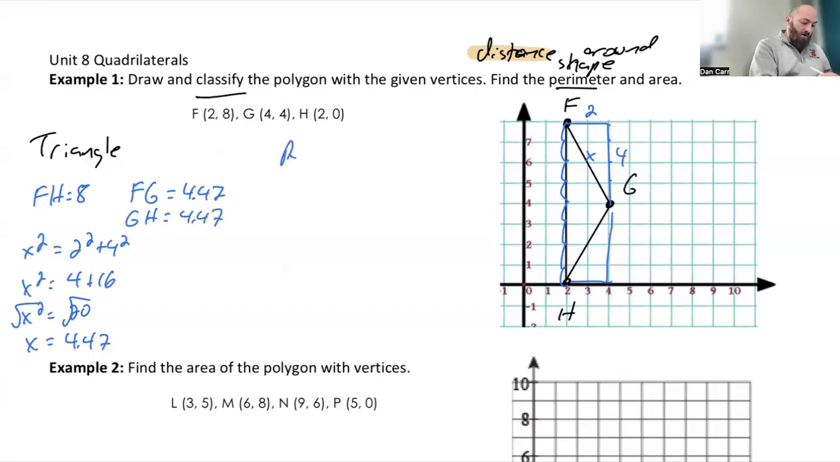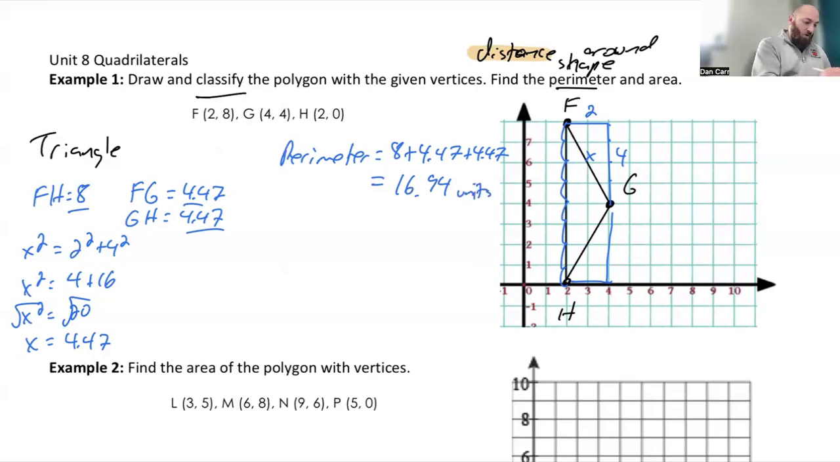So that means my perimeter is going to be the sum of all three of those. I'm just going to add up 8 plus 4.47 plus 4.47. Okay, so I do that, and I get a total of 16.94. It's on a coordinate grid, so we're just going to say units.